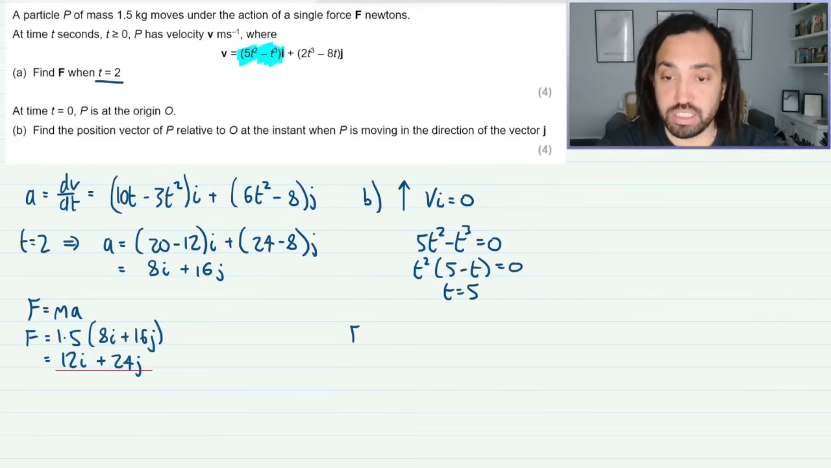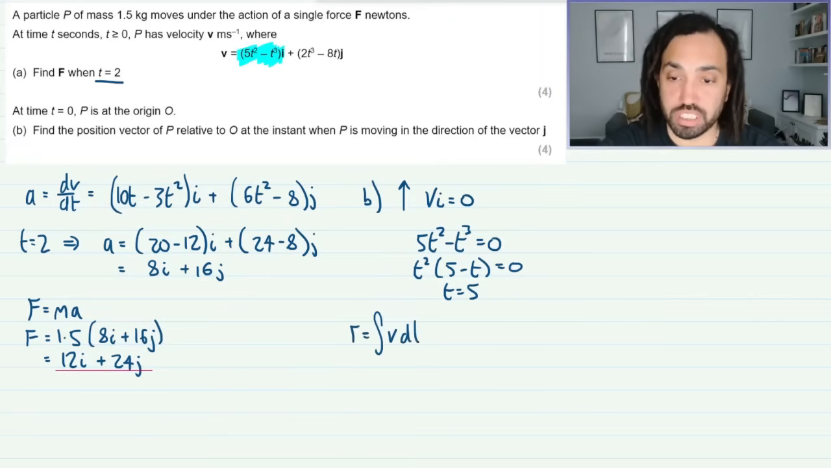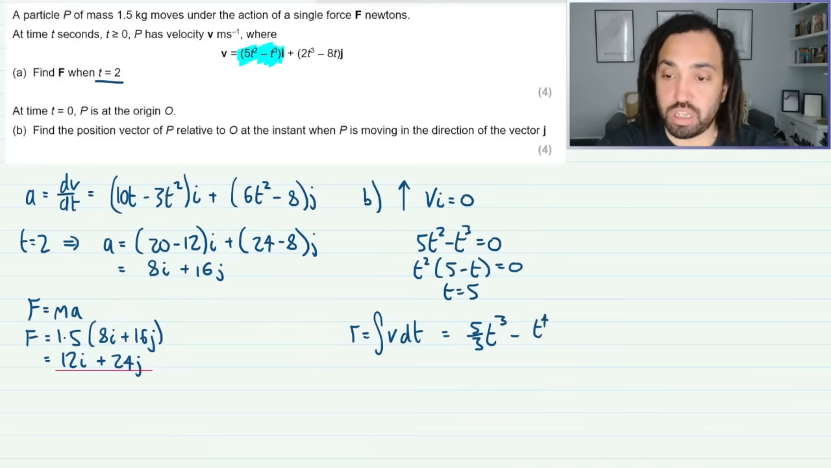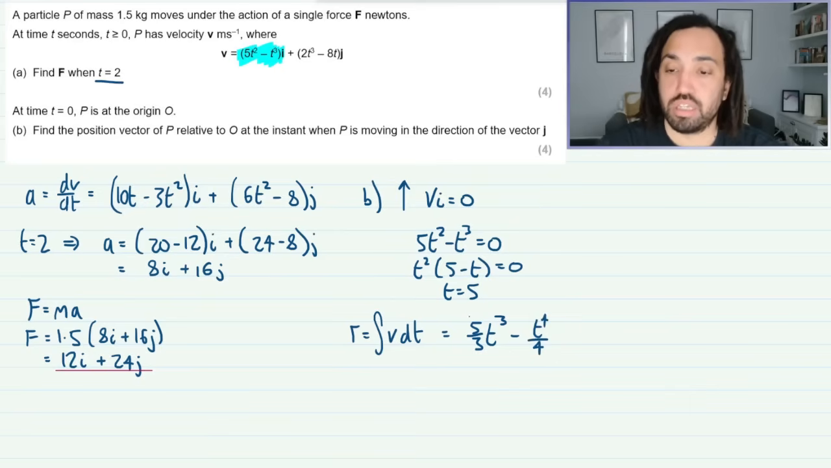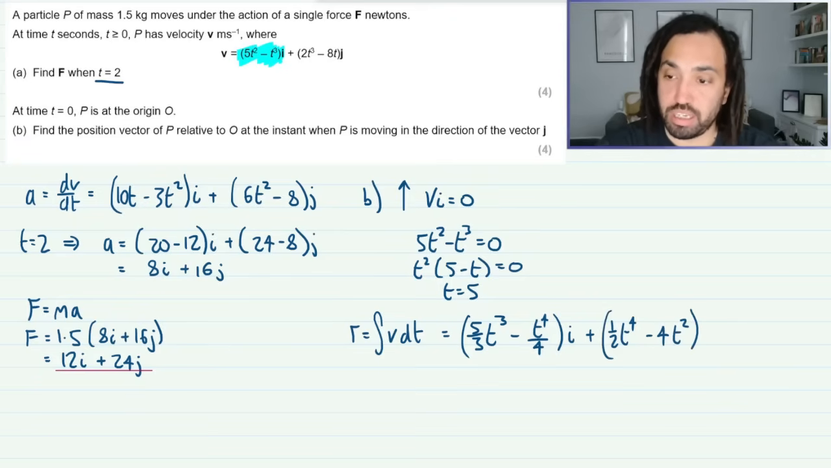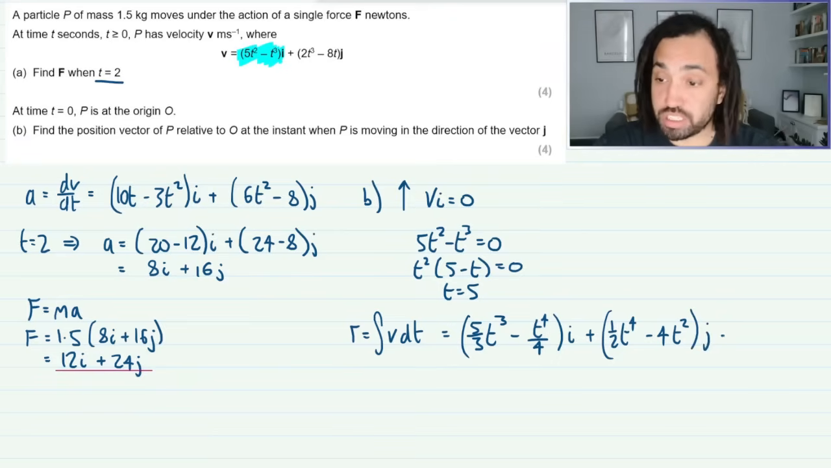Okay, so position vector is the integral of the velocity with respect to time. So integrating that velocity equation, t squared goes up to t cubed and then divide by 3, so 5t cubed, and then that is t to the 4 over 4. So that's the i done, and then the j is a half t to the 4, and then that will be minus 4t squared. And that is the j, and then of course plus c, don't forget the plus c.